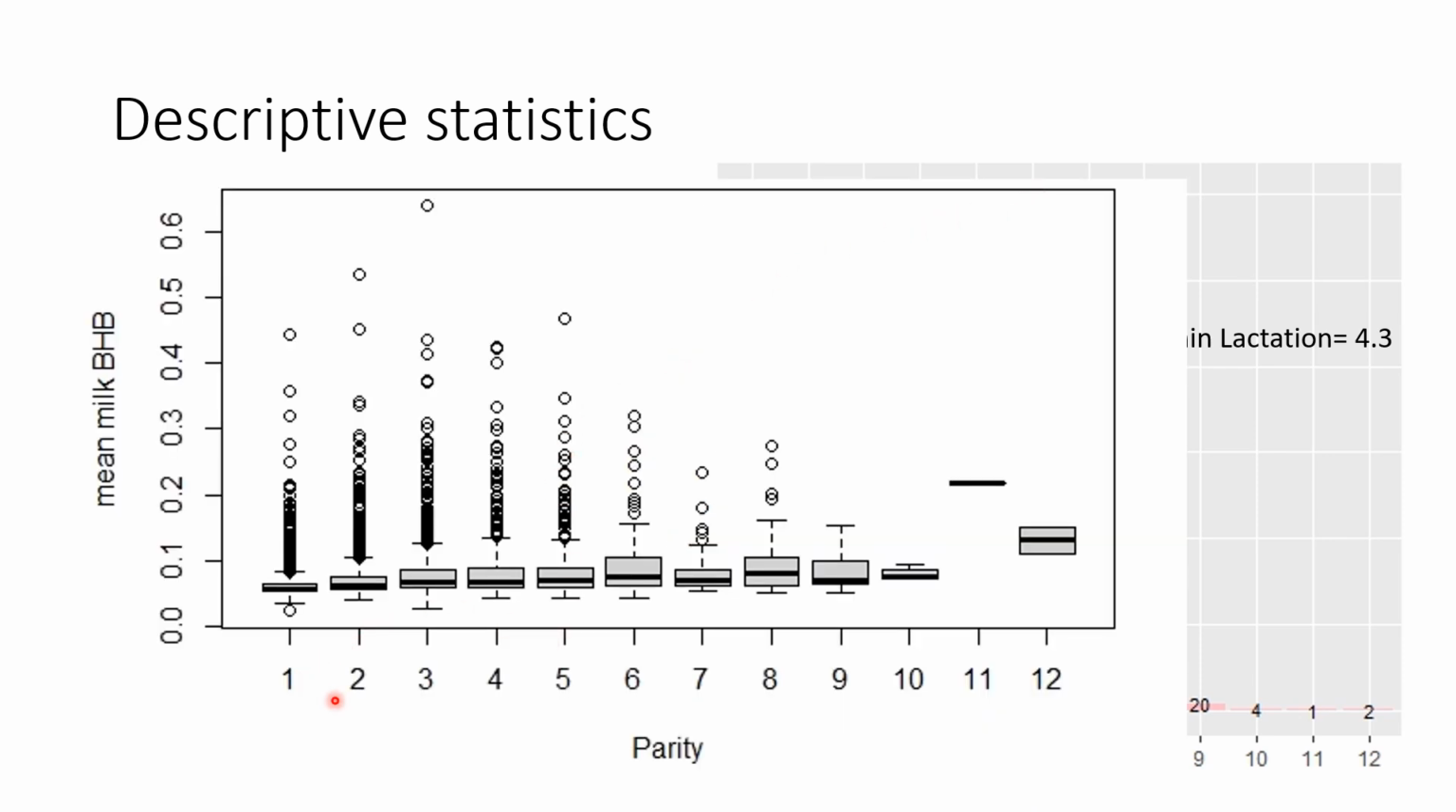And if we plot the lactation with the mean milk BHB, we can see that in each parity, there is not really a big difference in their mean milk BHB level. But for cows in higher parity, there are just a few samples, so maybe there's a big bias among those samples.